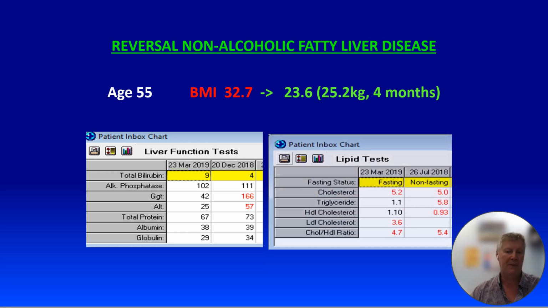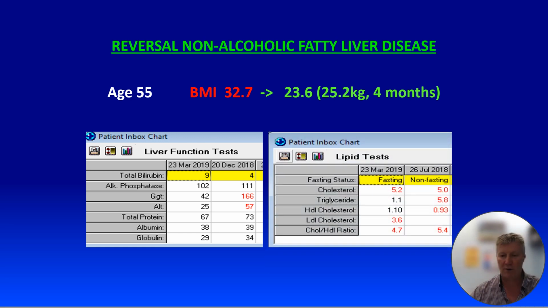You can see his cholesterol profile improves in that, going from right to left, the cholesterol total is really unchanged. The triglycerides, a form of bad fat, have gone from 5.8 to 1.1, which is great. The protective cholesterol has gone from 0.93 to 1.1, and the cholesterol ratio is also favourable.